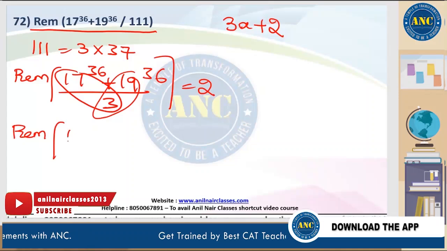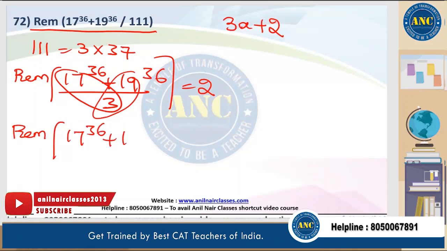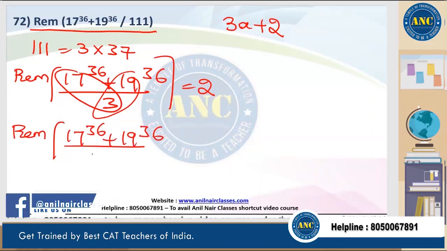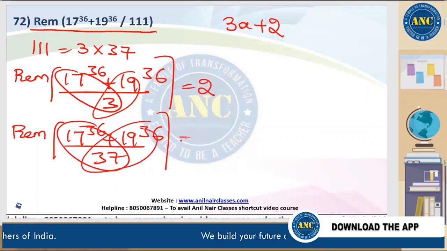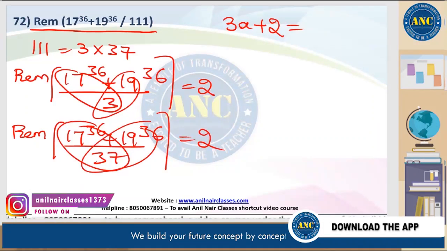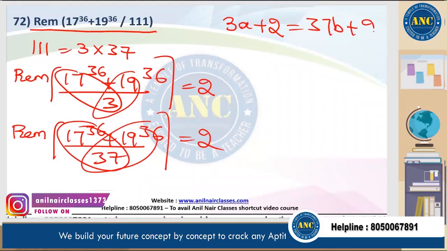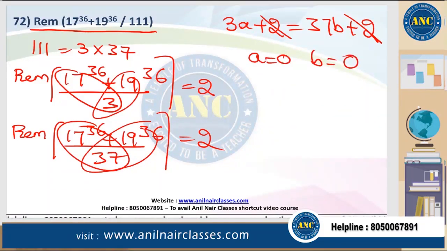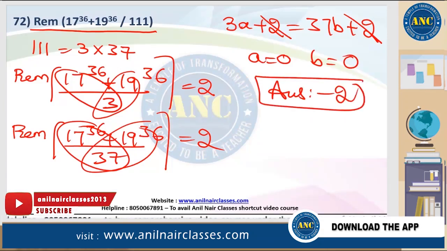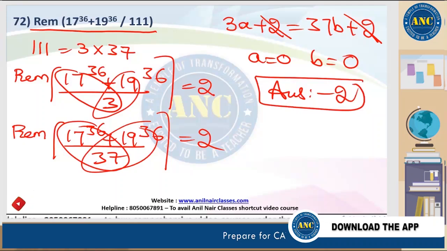Another is 17 power 36 plus 19 power 36 divided by 37. By Fermat's theorem, this is again 2, so 37b plus 2. The 2 cancels, a equals 0, b equals 0. So the answer is 2. I hope it is clear.